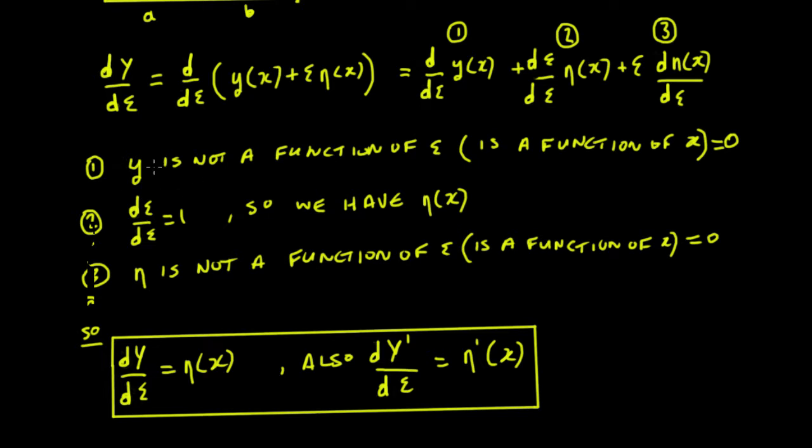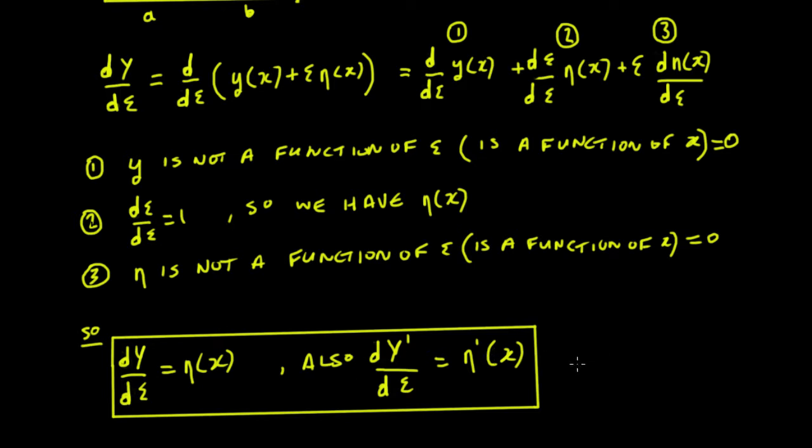For these three terms, notice that the y here is a function of x, not a function of epsilon. So when we differentiate that, it's just going to go to 0. The second one, d epsilon by d epsilon, is going to give us a value of 1, so we have 1 times our eta of x. Now the third term is the same as the first term: eta is not a function of epsilon, it is a function of x, so when we differentiate that, it's just going to go to 0. So all we're left with is dY by d epsilon equals eta of x. By the same process, when we differentiate the second term, dY derivative by d epsilon is going to be eta derivative of x.